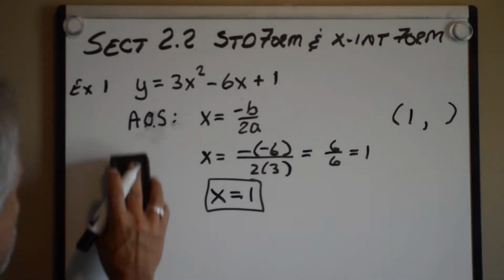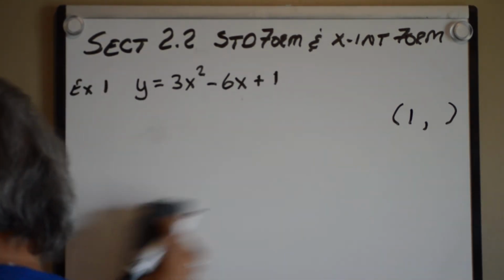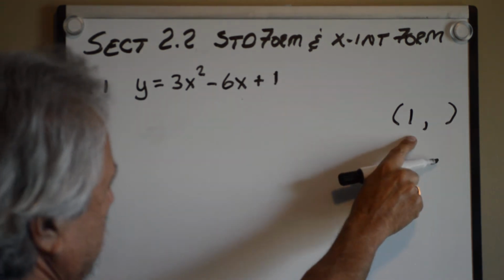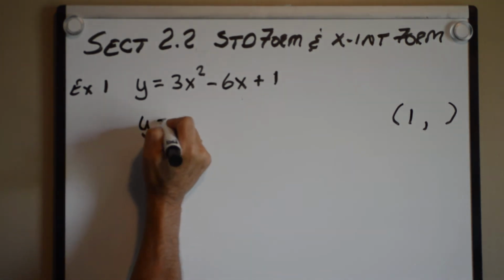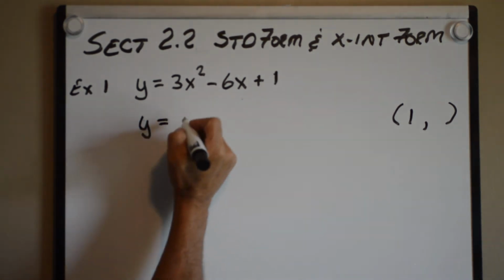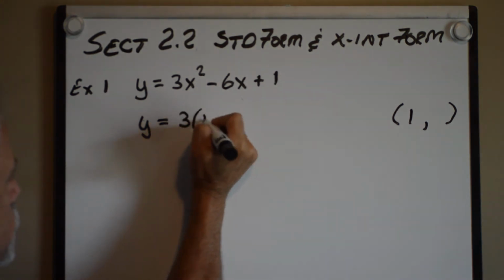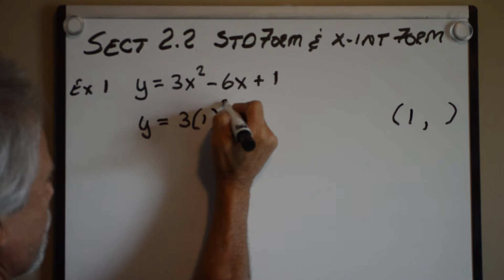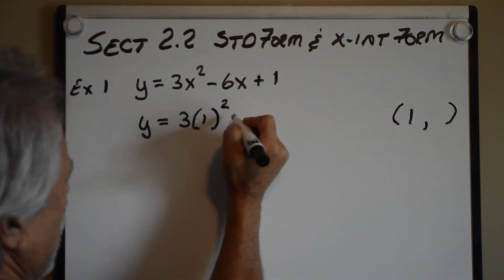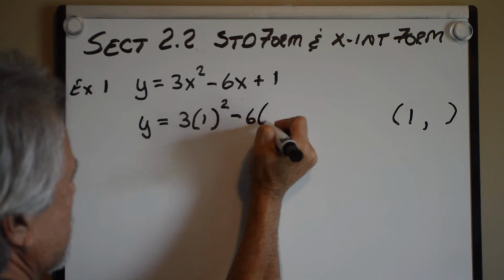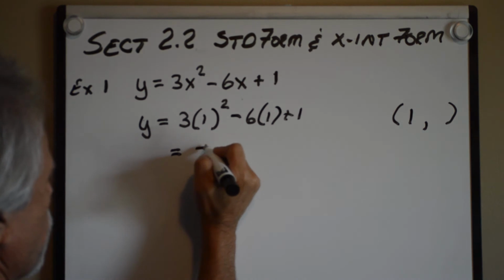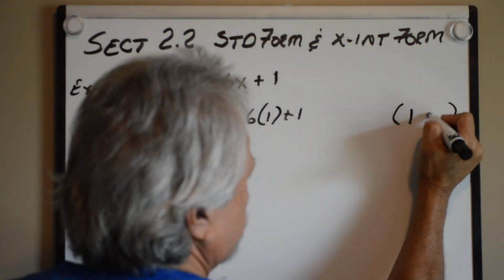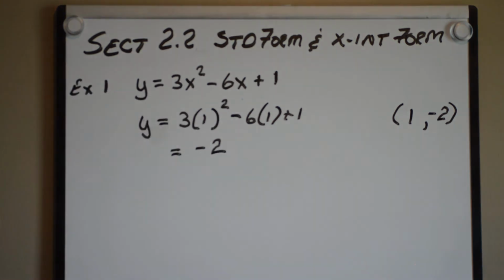Now then, to find my y-coordinate of the vertex, I need to take that 1 and plug it in everywhere I see an x. So y equals 3 times (1) squared minus 6 times (1) plus 1. Whenever you substitute, always put the number you're substituting in parentheses. That will help you, especially when you have negatives. Which is equal to a negative 3 plus 1, that is equal to a negative 2. So my vertex is at 1 comma negative 2.